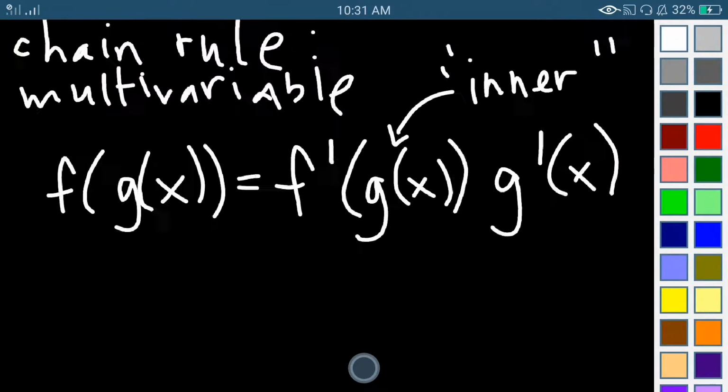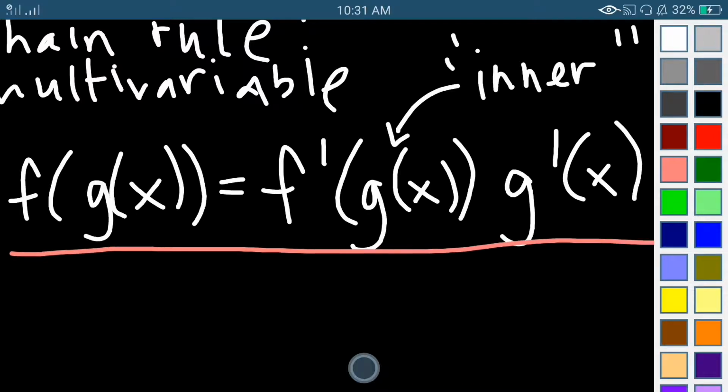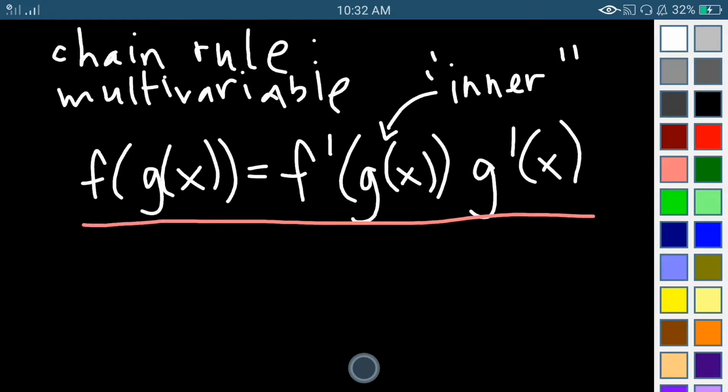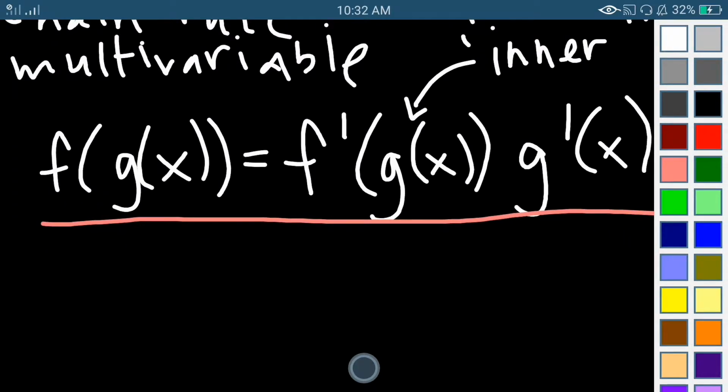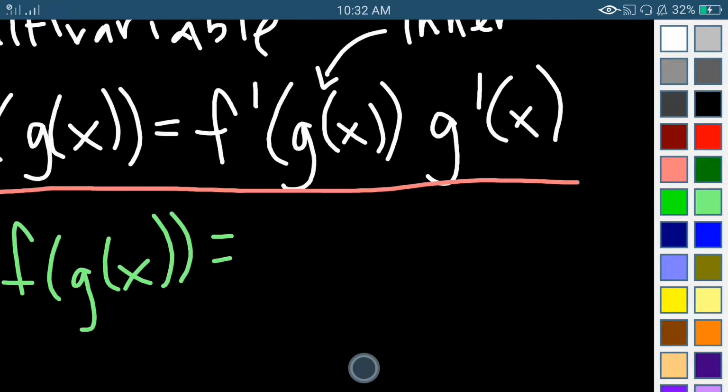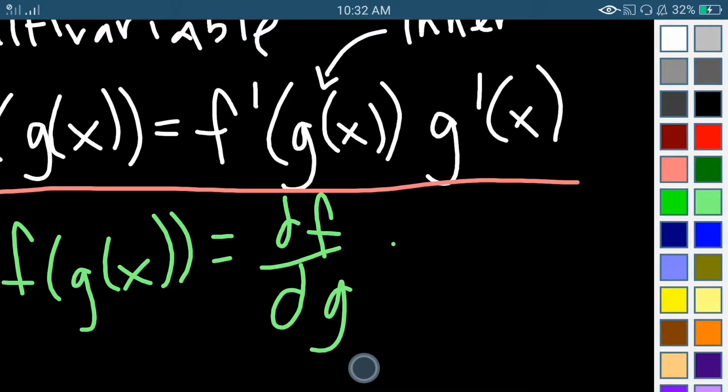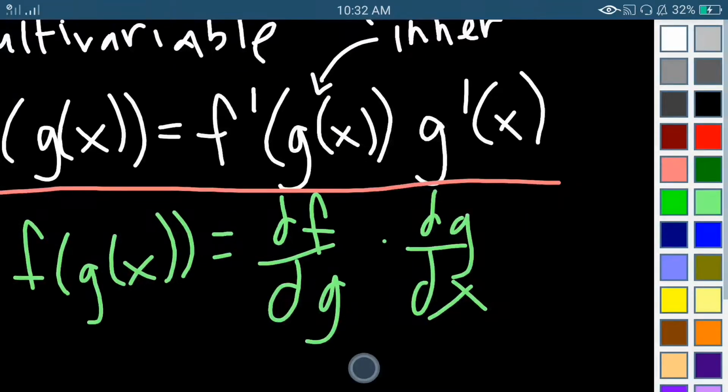So let me write this in a separate syntax or form, whatever mathematicians call it. Right, so let's do it in this color. So f of g of x is equal to df dg times dg dx.